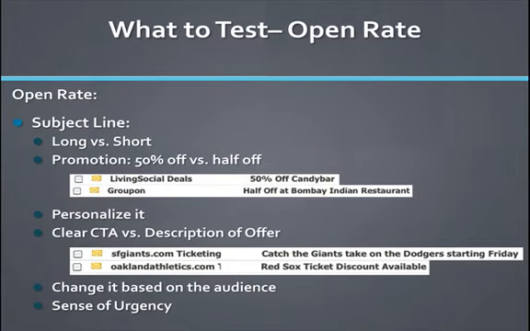You can do a call to action. That's what CTA is. I probably should have put that in there in full words instead of acronym, versus a description of the offer. So the examples I have here is catch the Giants take on the Dodgers starting Friday versus Red Sox ticket discounts available. The first one is a call to action, catch the Giants this Friday. The second one is more of a description of the offer. There is a discount available if you want to purchase those.